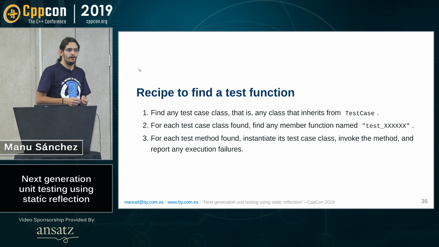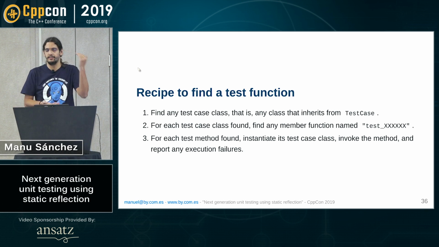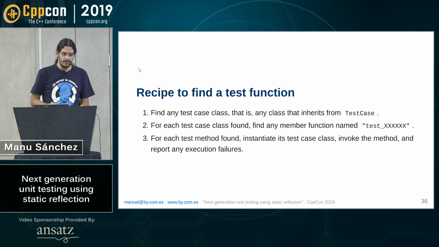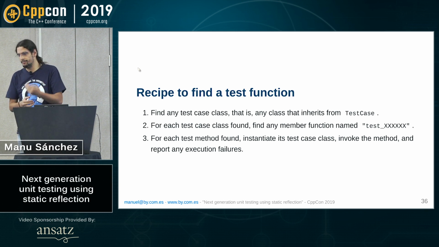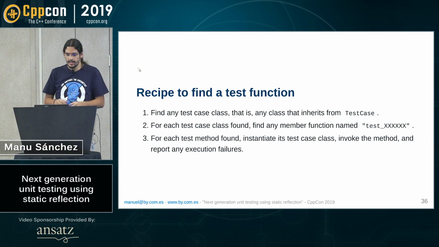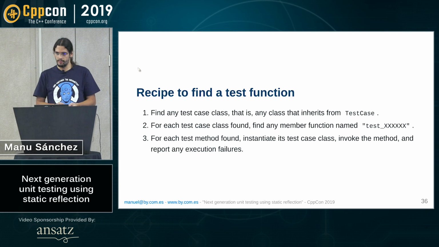So the algorithm or recipe to find a test function is as simple as: check every class declared by your unit test executable, in this example, and check if these classes inherit from test case. For every potential test case class you find, recurse through every member function checking the names to see if they are named test underscore whatever. Okay, and for every member function or method found, you instance a test case instance and run the method.